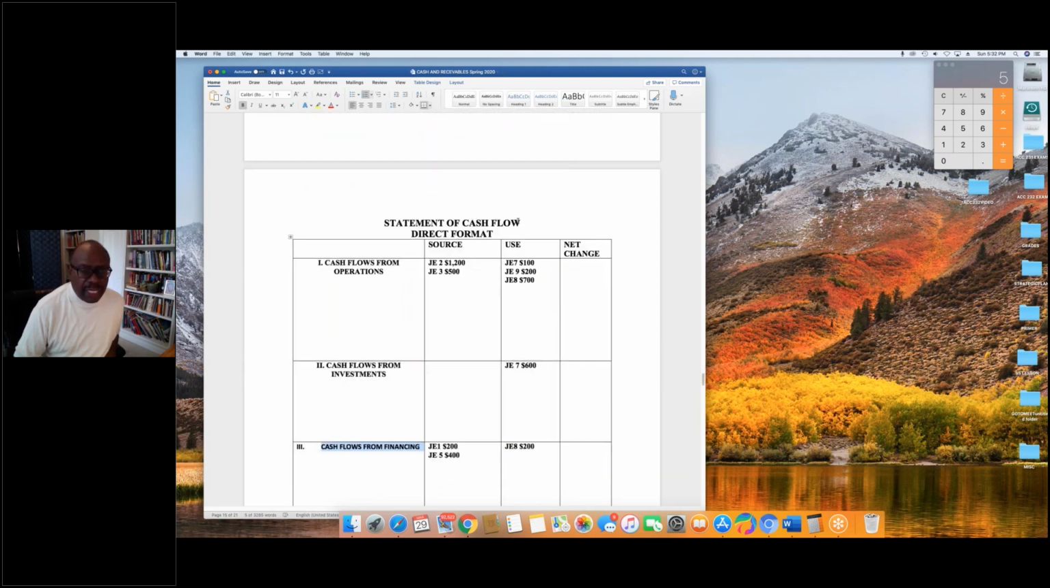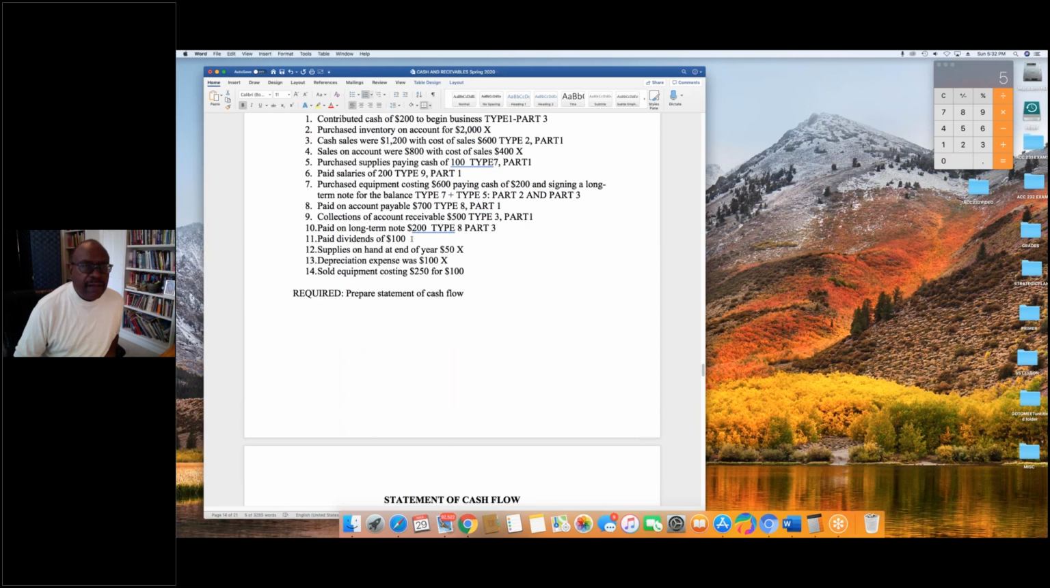So we got our 200 taken care of. Now we have transaction 11, paid dividend. That, of course, is a type 10. And that's going to go in part 3.